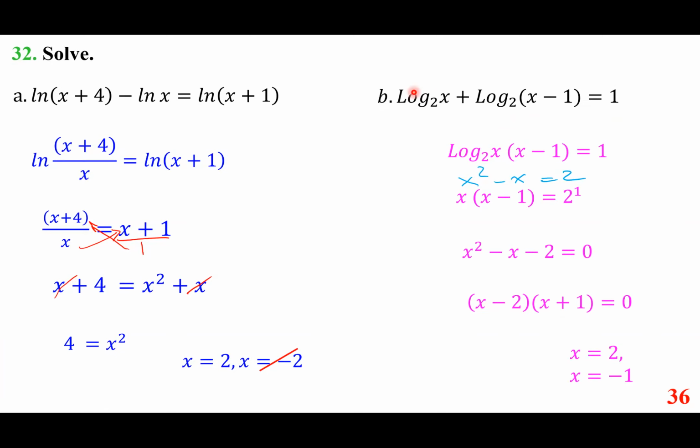You should always check both of them, but 2, it gives you log of 2 and log of 1, and that works out. But what about negative 1 right away? The first one, what is log of negative 1? Undefined. That's out. That doesn't work. So get rid of this one.